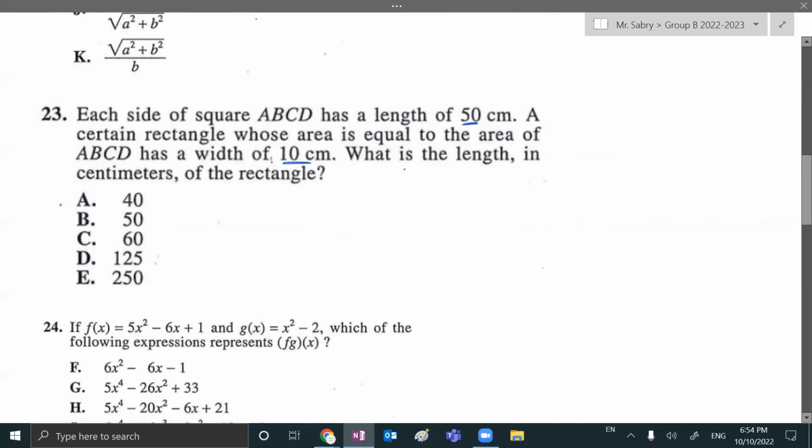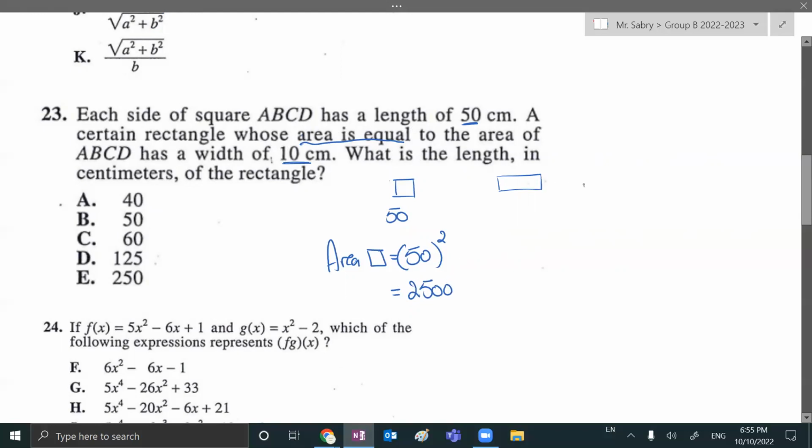So the first thing I noticed is that there's a square and also a rectangle. For this square, each side is 50 centimeters, and they said another rectangle has the same area as this one. So what's the area of the square? The area is side times side, which is side to the power of 2. In other words, it's 50 to the power of 2, which is 2500.